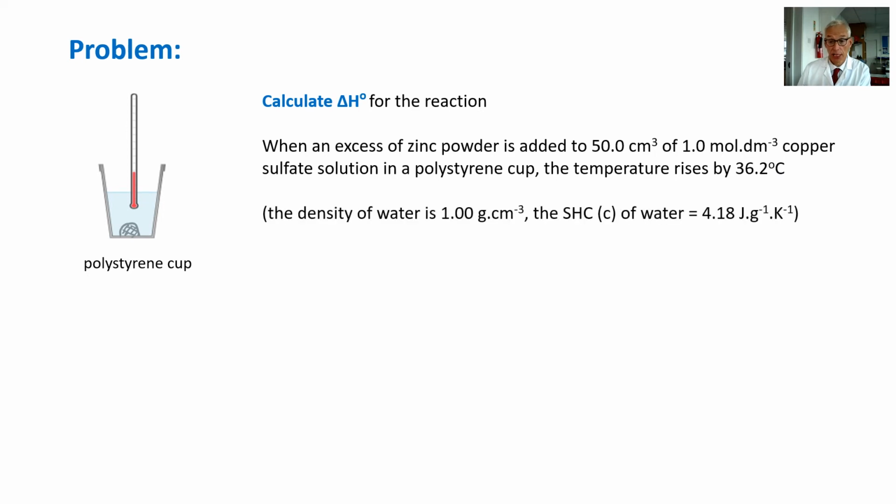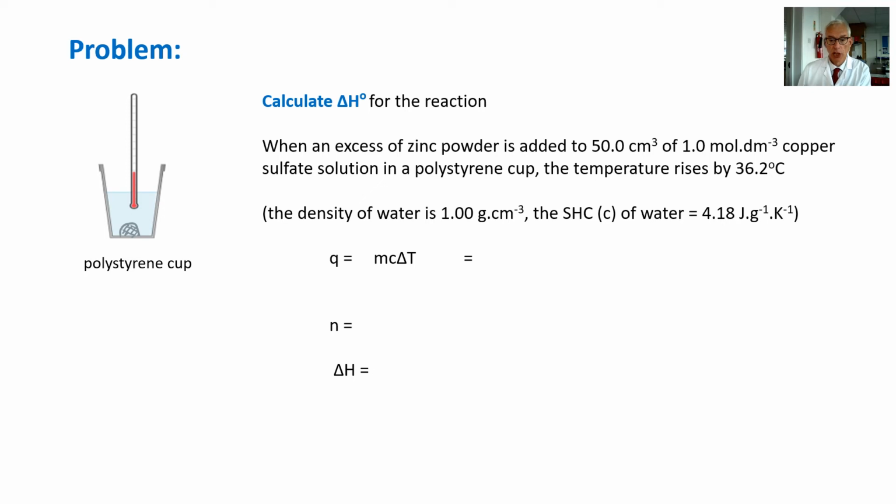We need to make the same two assumptions as previously, that the density of water is the same as the density of the solutions and that the specific heat capacity of the solutions is the same as that of water. So our framework for the calculation would be to calculate Q, work out the numbers of moles that are reacting, and then calculate the enthalpy change delta H. Pause the lesson and complete that calculation. Come back to check your answer.